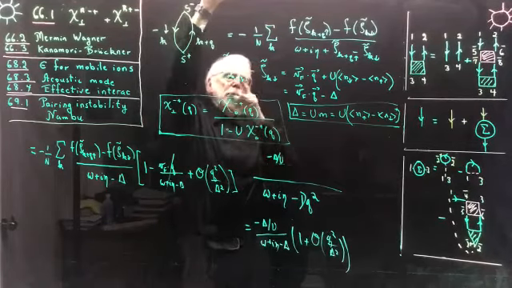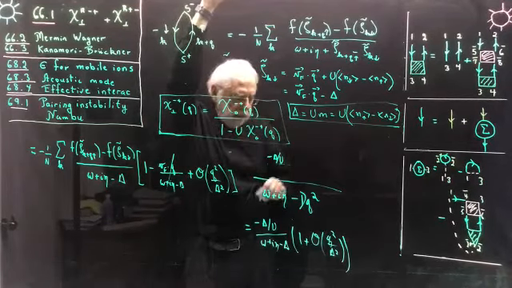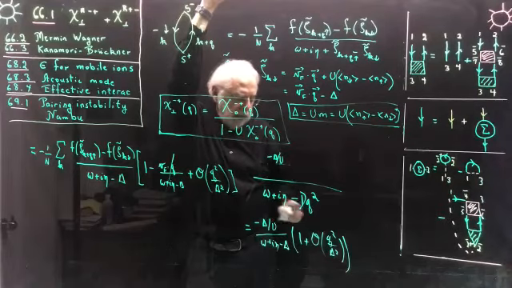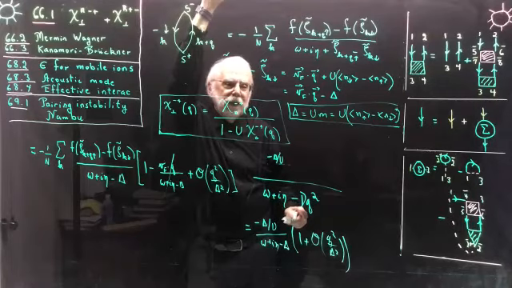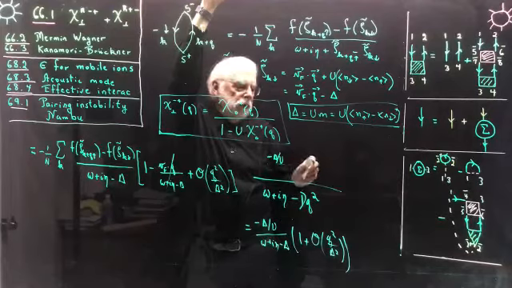So you see there was a gap in the single particle excitation, but the collective mode has a pole where omega goes to 0 when q goes to 0, right? So that's the Goldstone mode.